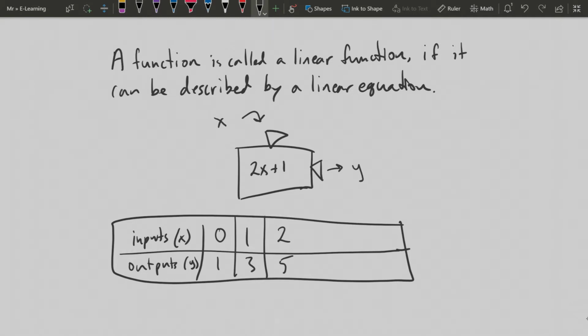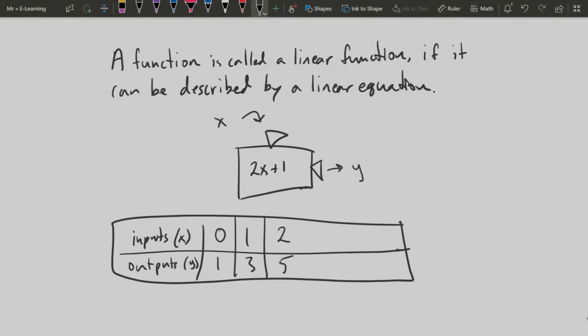Let's plug in 0 for x. We get 2 times 0, which is 0, plus 1. 0 plus 1 is just 1, so for our output we get 1. Let's pick 1. 2 times 1 is 2, plus 1 is 3. Let's try 2. 2 times 2 is 4, plus 1 is 5.